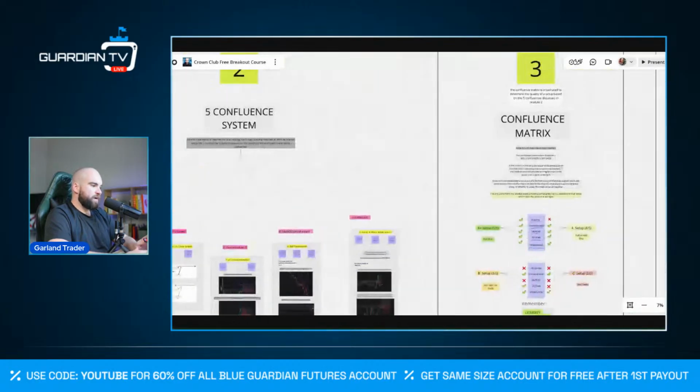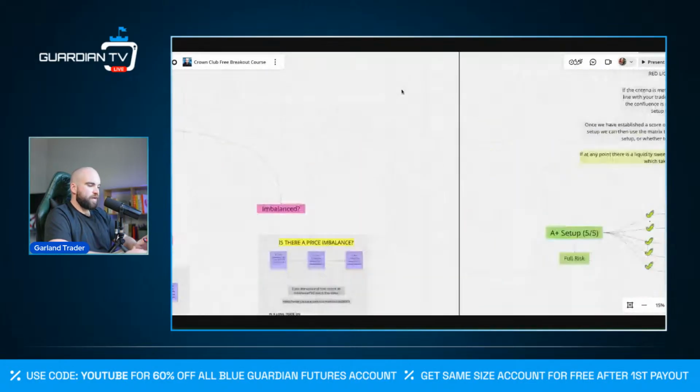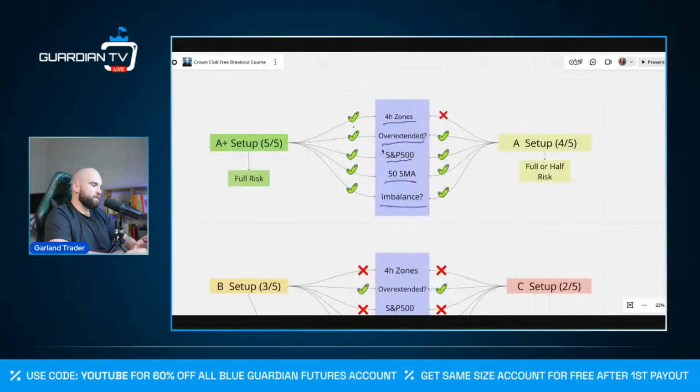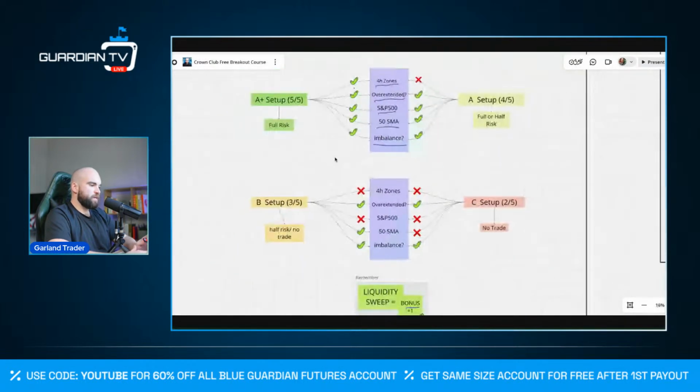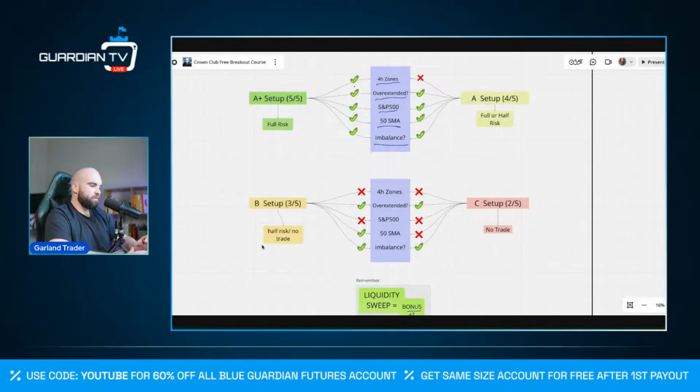Once you understand these 5 confluences, you can then use those 5 confluences to determine whether the setup is an A+ setup, A setup, B setup, or a C setup. Okay, so once you understand that, if you've got 5 out of 5, it's an A+ setup. If you have 4 out of 5, it's an A setup. If it's a 3 out of 5, it's a B setup. And if it is 2 out of 5, it's a C setup, and you do not want to trade it.